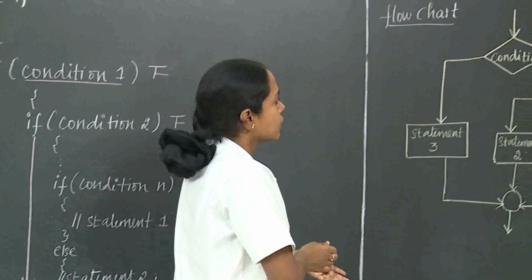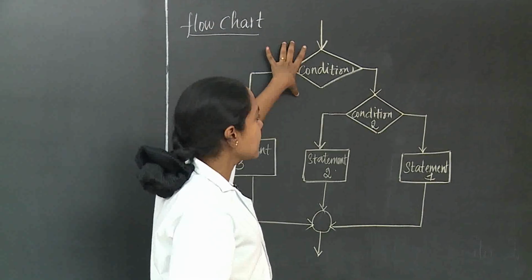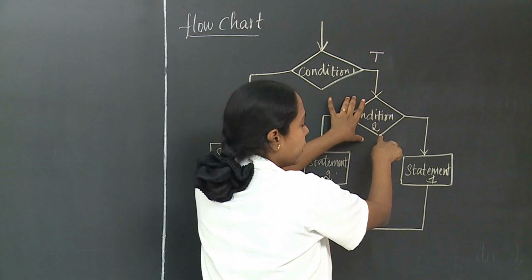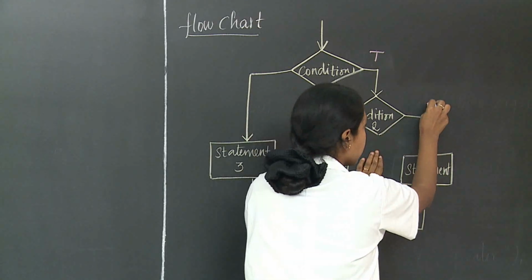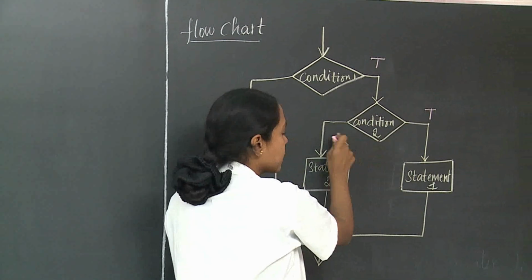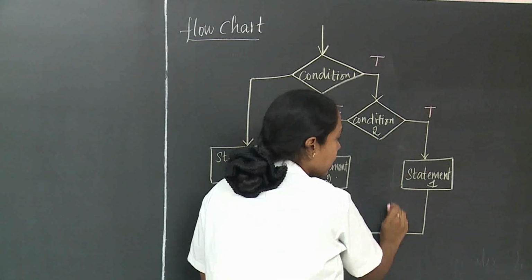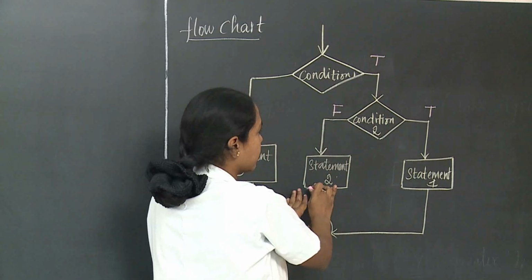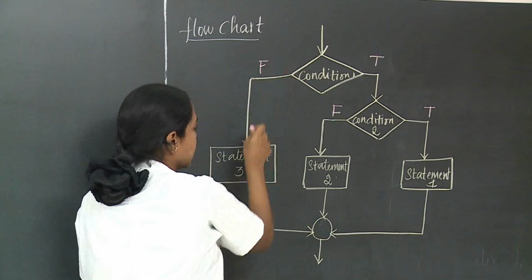This is the flowchart. Here I am giving a first condition. If this condition is true, it will move to the second condition. If this condition is also true, it will execute the statement, or else if the second condition is false, it will execute statement 2. So this block doesn't execute. So this true block and this false block will be executed. If the first condition is false, it will execute the other statement.